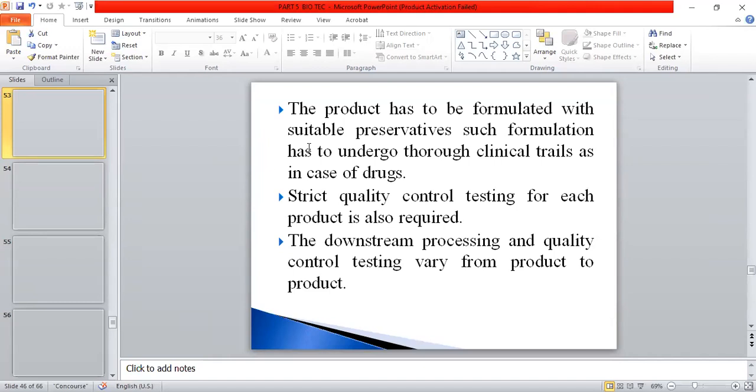Strict quality control testing for each product is also required. Not only that, after that, strict quality control. The product should be in pure form, and 100% quality should be introduced. Suppose it is less than that, you already know about it. Some children also drink cool drinks, and they died. That thing is also reported, isn't it?